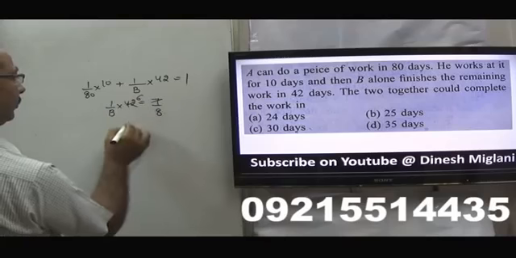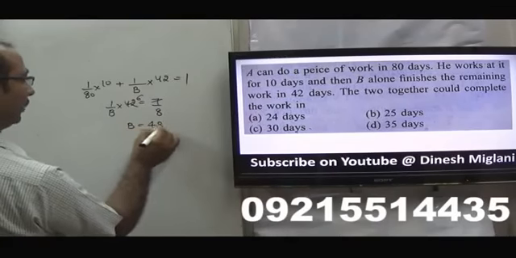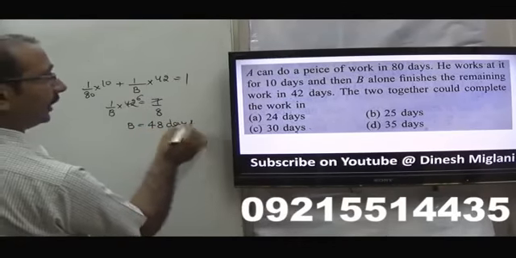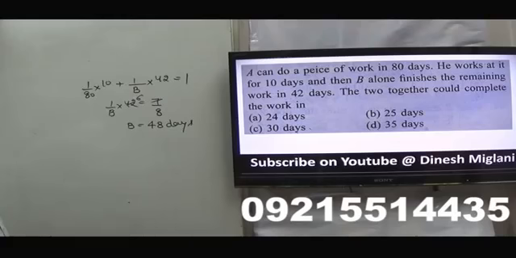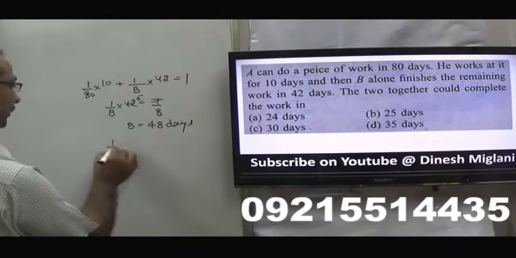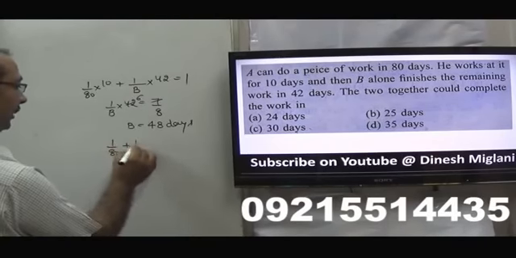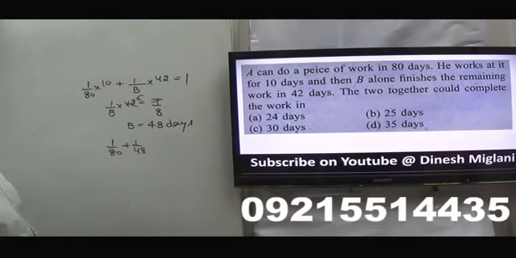7 will go on 6. So you may say B is equal to 48, which means B can do the work in 48 days. Now the question is, if they work together: A's one day work is 1 by 80, B's one day work is 1 by 48. We have to just solve it.